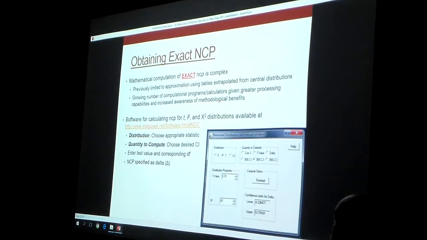Okay. So we had talked about, in the not so recent past, calculating confidence intervals around your non-centrality parameter. It's incredibly difficult, an incredibly math-intensive thing to do, and so what we were left with is a handful of tables developed for certain situations. It didn't make it terribly practical, but what we have now are tools.